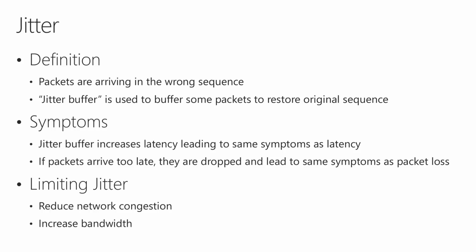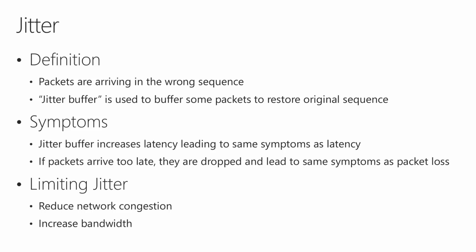Jitter is when packets arrive in the wrong sequence. So the audio packet with the information that's supposed to be played back later arrives first. Teams has a jitter buffer, a buffer that is used to reorder these packets into the original sequence. The jitter will increase latency because now we need to wait for the earlier packet to put them back into the right sequence.